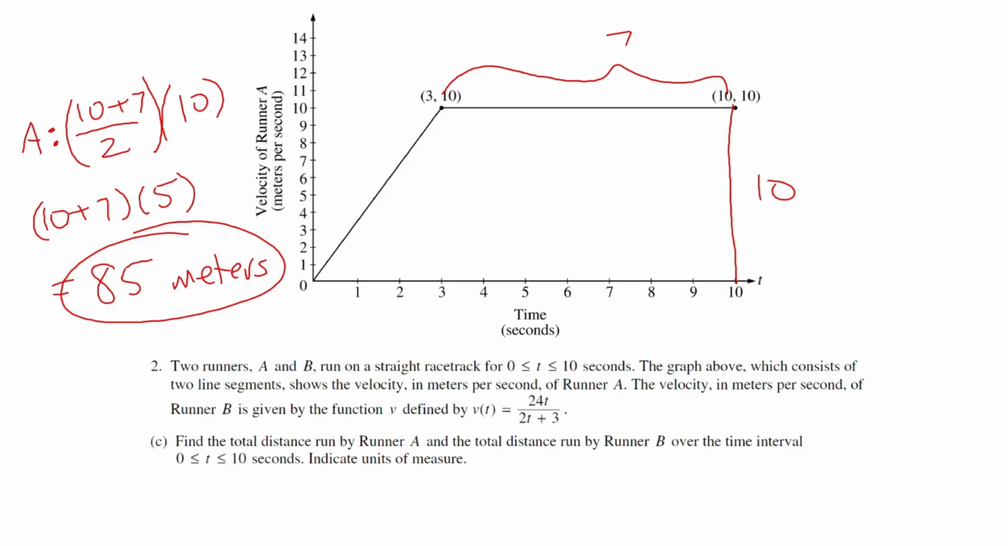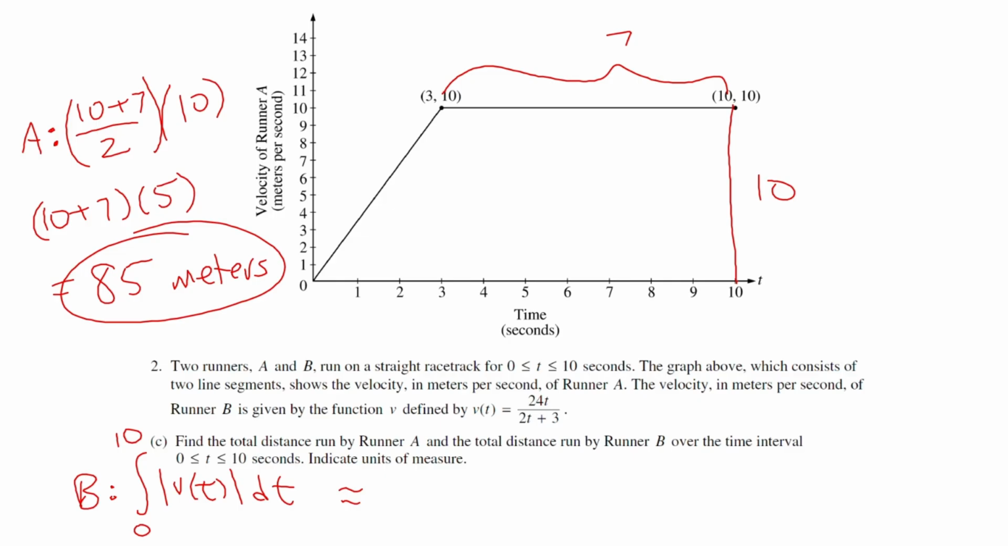And then for runner B, now we could go through and check and see if runner B's velocity is always positive. But just to be careful about this, there's no reason to be going backwards, but we can always just integrate the absolute value of the velocity for total distance. And so you should always just do that just to be safe.